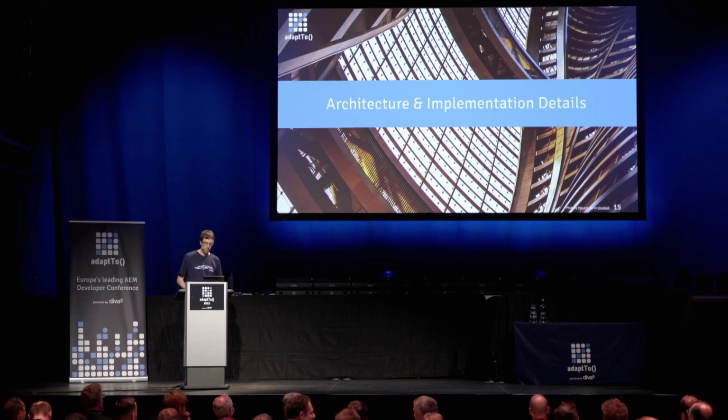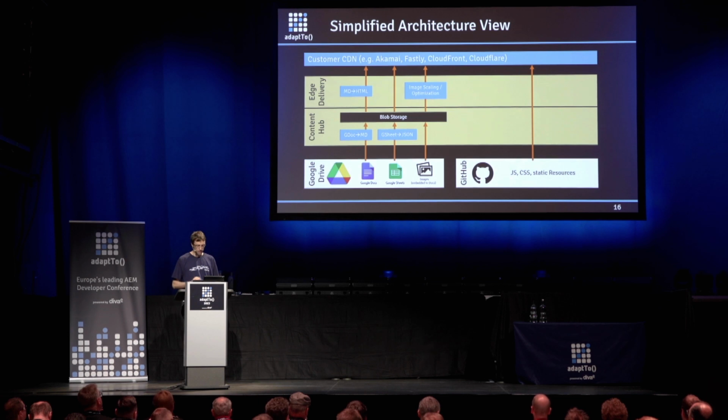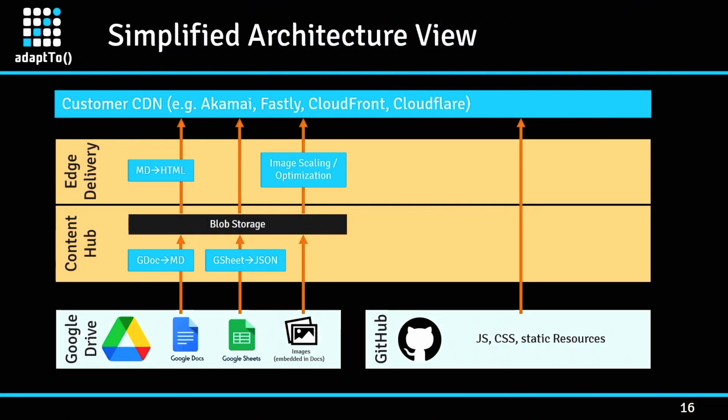Let's have a look at some architecture and implementation details. Only a brief look into it. This is a simplified architecture view with some details specifically relevant for our adaptTo project. So the documents are here. I'm only showing Google Drive. Of course, this also works with SharePoint and Word documents and so on. So the Google Drive holds our Google documents, holds our sheets, a couple of sheets, and the images are normally not directly stored in the folders, but directly dropped into the Google documents.